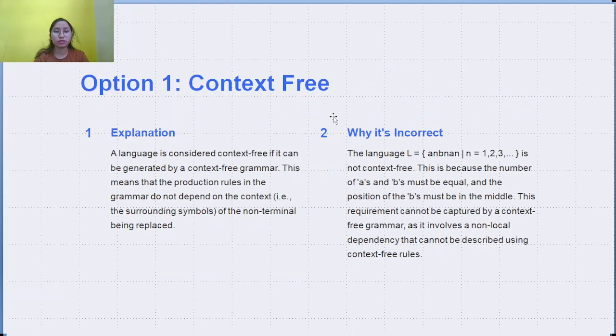Now let's see each option. Context free. What does this option state? It says that the language is considered context free if it can be generated by a context free grammar. This means that the production rules in the grammar do not depend on the context. This answer is incorrect because the number of A's and B's are not equal in this, and the position of B is in the middle. So this requirement cannot be captured by a context free grammar. So this is an incorrect answer.